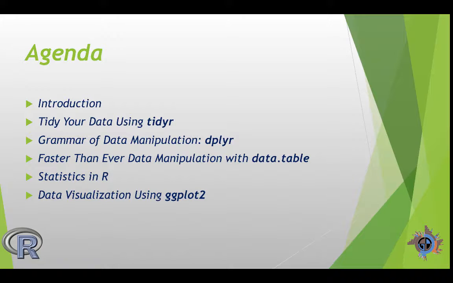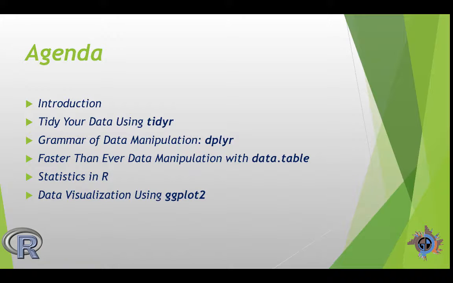In the module Grammar of Data Manipulation, dplyr, we shall learn how to create calculated columns, filter, and select data sets based on the condition with better efficiency and improved code readability when compared to base R. In the next module, Faster Than Ever Data Manipulation with data.table, we shall learn how to manipulate large datasets at high speed. This is an alternative to dplyr and is really put to use in industry.